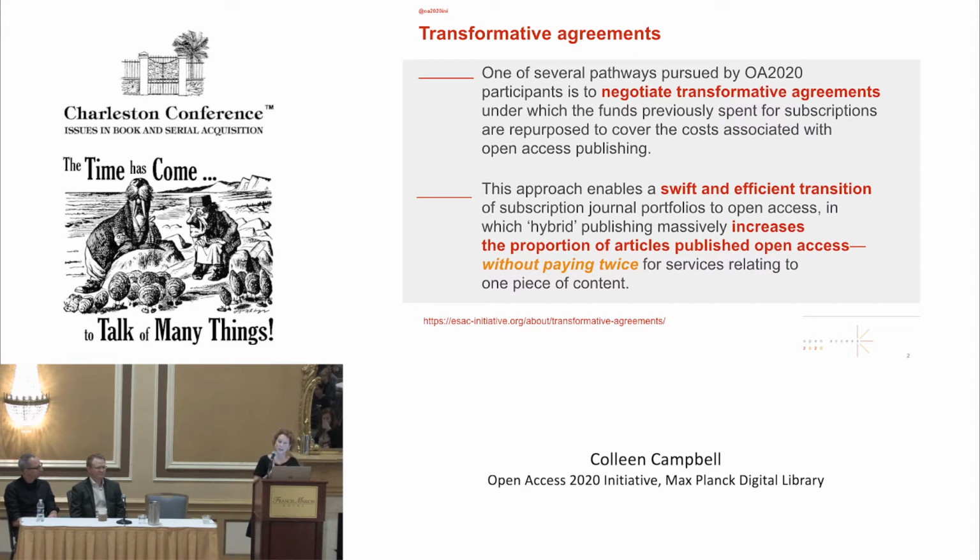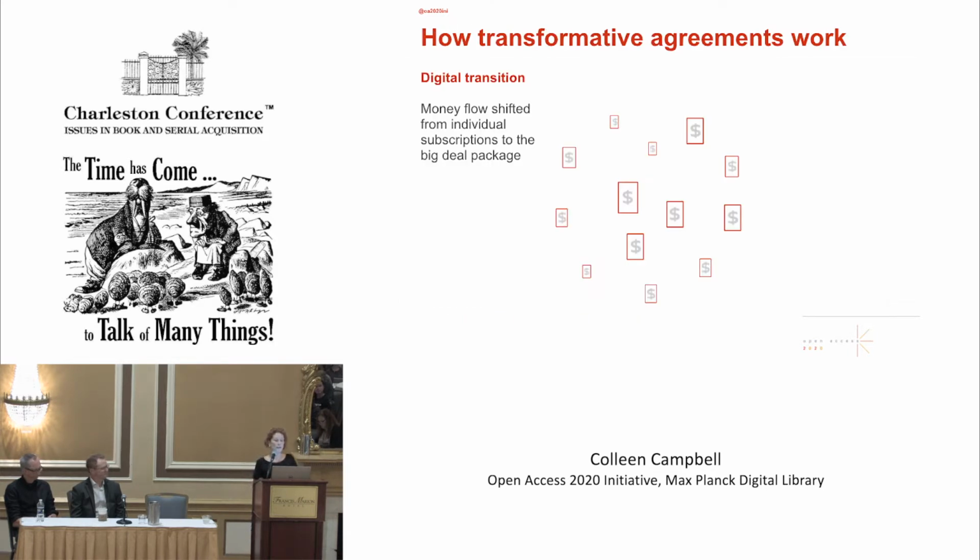I'm from the Max Planck Digital Library. I coordinate the Open Access 2020 initiative. One of our key strategies for transitioning scholarly journals from closed to open is the transformative agreement. A transformative agreement is one in which the money that was previously spent on subscriptions is repurposed to cover the costs of open access publishing. This is a really effective strategy for growing open access because you can work on the level of journal portfolios, instead of one single journal at a time or one article at a time. Also, the objective is to not pay twice for the same content, or that double-dipping phenomenon that you might know. So how do transformative agreements work?